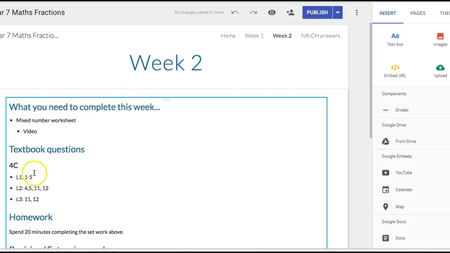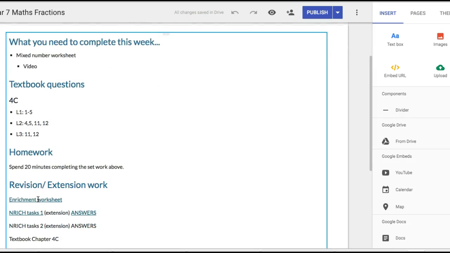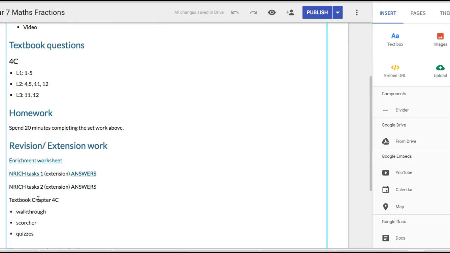Textbook questions. So if you struggle with mixed numbers, you can do questions 1 to 5. If you're okay, I want you to do 4, 5, 11, and 12. And if you're super duper confident with mixed numbers, just do 11 and 12. Now, your homework is just doing those questions because there are quite a few of them and you might still be behind from week 1. There's an enrichment worksheet. I will get the enriched tasks up soon, so it may already be up by the time you're watching this video.